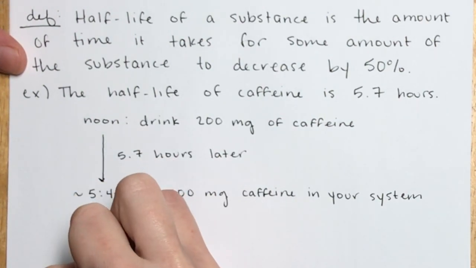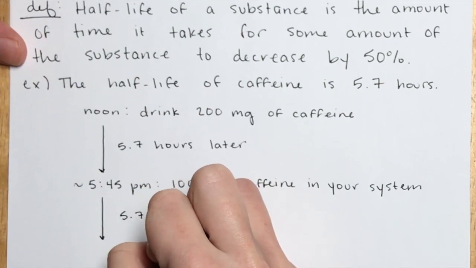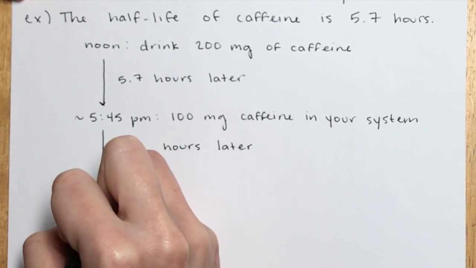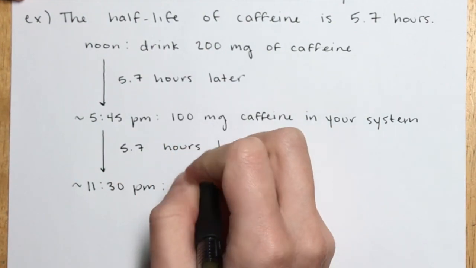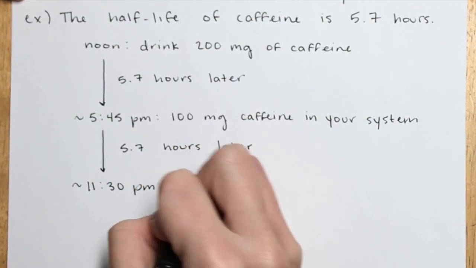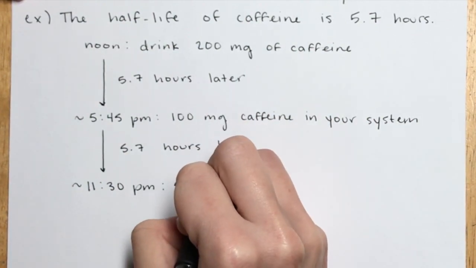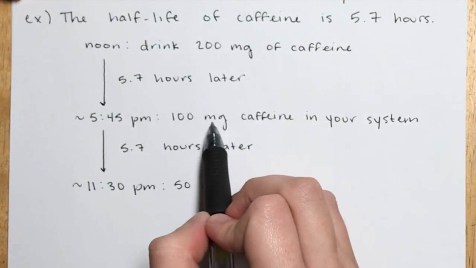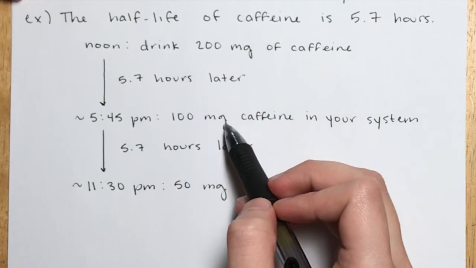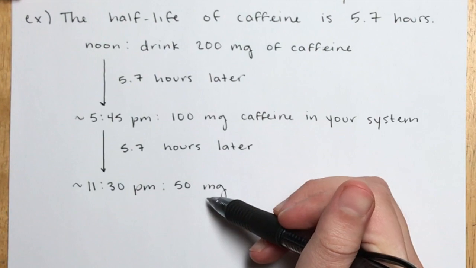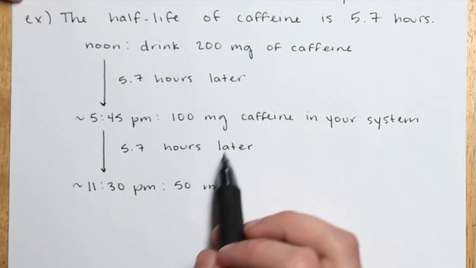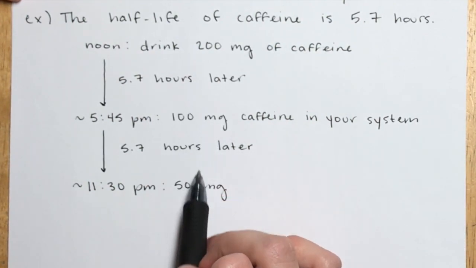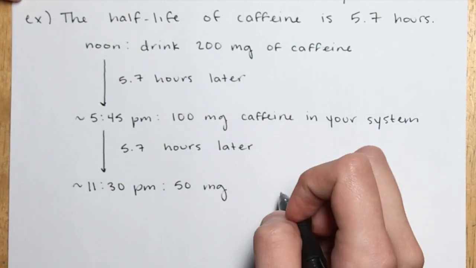That also means that 5.7 hours after that, around 11:30 at night, you still have 50 milligrams, right? In one interval of 5.7 hours, the original amount has halved. And that doesn't mean that it's going to take 5.7 hours for the next 100 to disappear as well. The amount at the time that we're starting that 5.7 hours is going to be halved. So we have 50 milligrams left.